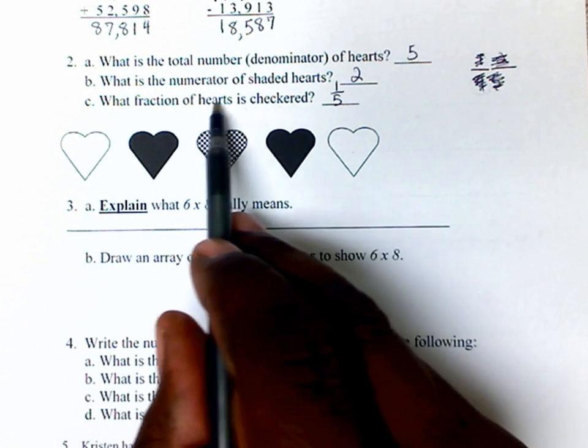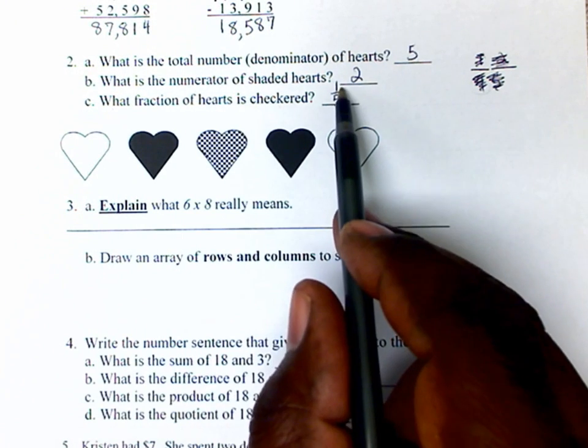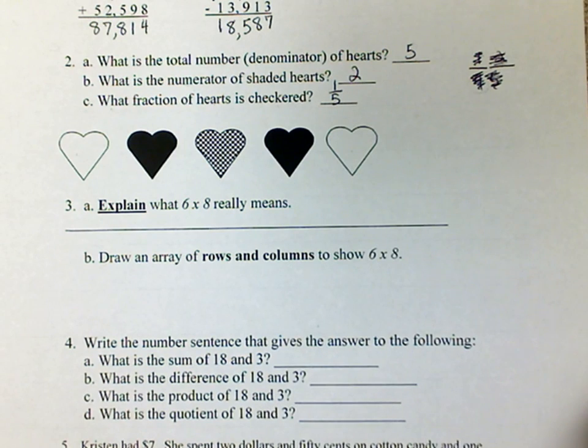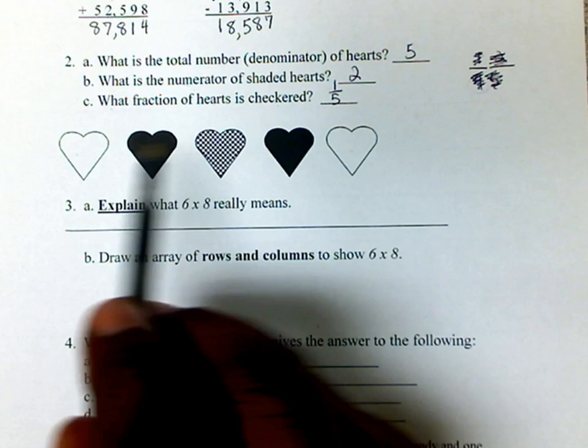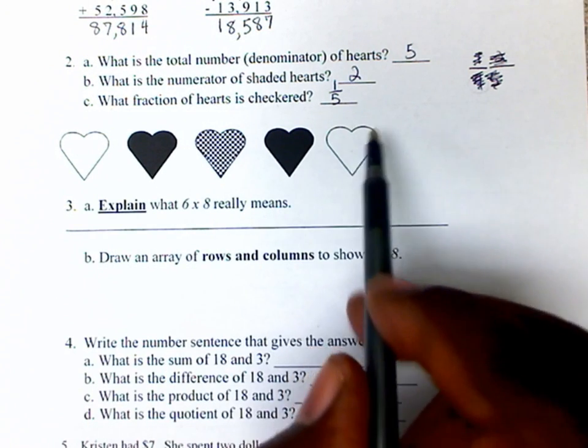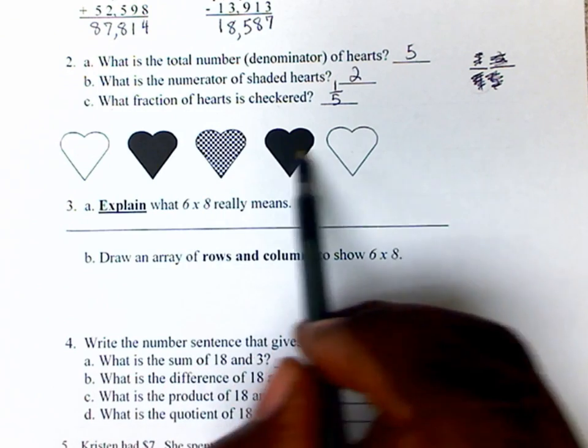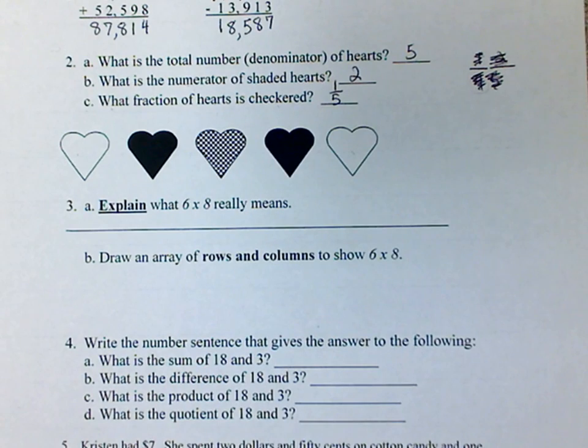What fraction of hearts is checkered? 1/5, or 1 out of those 5 hearts is checkered. Remember, it's only a fraction if the parts are equal. And why do we say 1/5? Because there are 5. If it was 3, we would say thirds. If it was 4, we would say fourths. 10, we would say tenths.